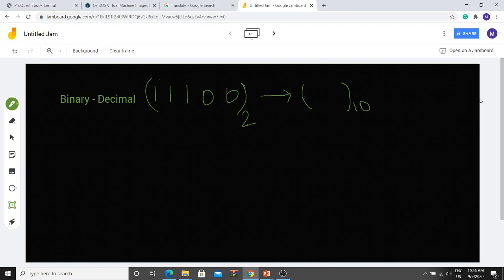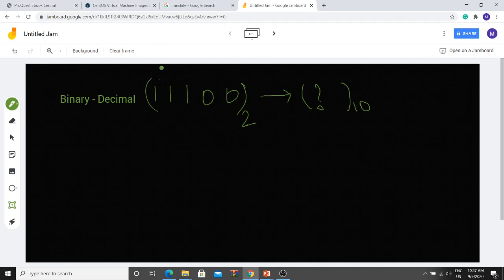In this video, we are going to cover the conversion of binary to decimal and decimal to binary. First, we are going to see binary to decimal. I am giving one example. The binary value is 11100. The base is 2; if the base is 2, it is a binary value. Then we have to convert this into a decimal value, right? The decimal base is 10. So we have to find this value.